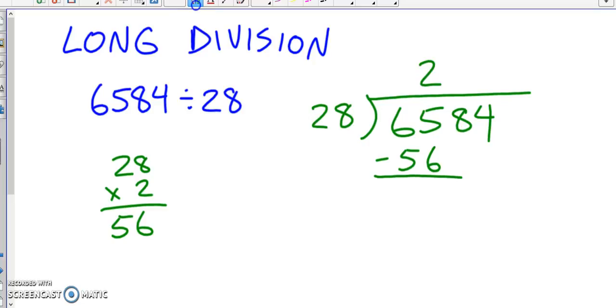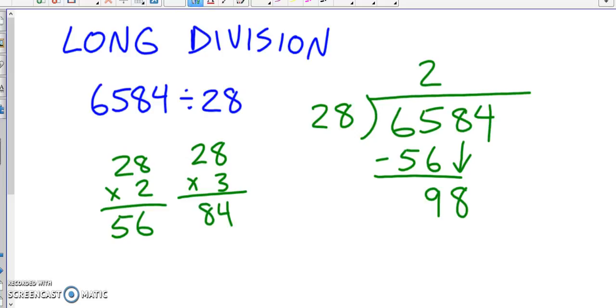We subtract, that gives 9. And then, since 28 doesn't go into 9, we go ahead and bring down this 8. Some people like to draw the arrow there. Some people don't. I don't care whether you put it there or not. So then I ask, okay, how many times does 28 go into 98? And the answer is 3 times, or thrice, if you will. So 28 times 3 is 84. So I put the 84 here. We subtract. Oh, and the 3 goes there.